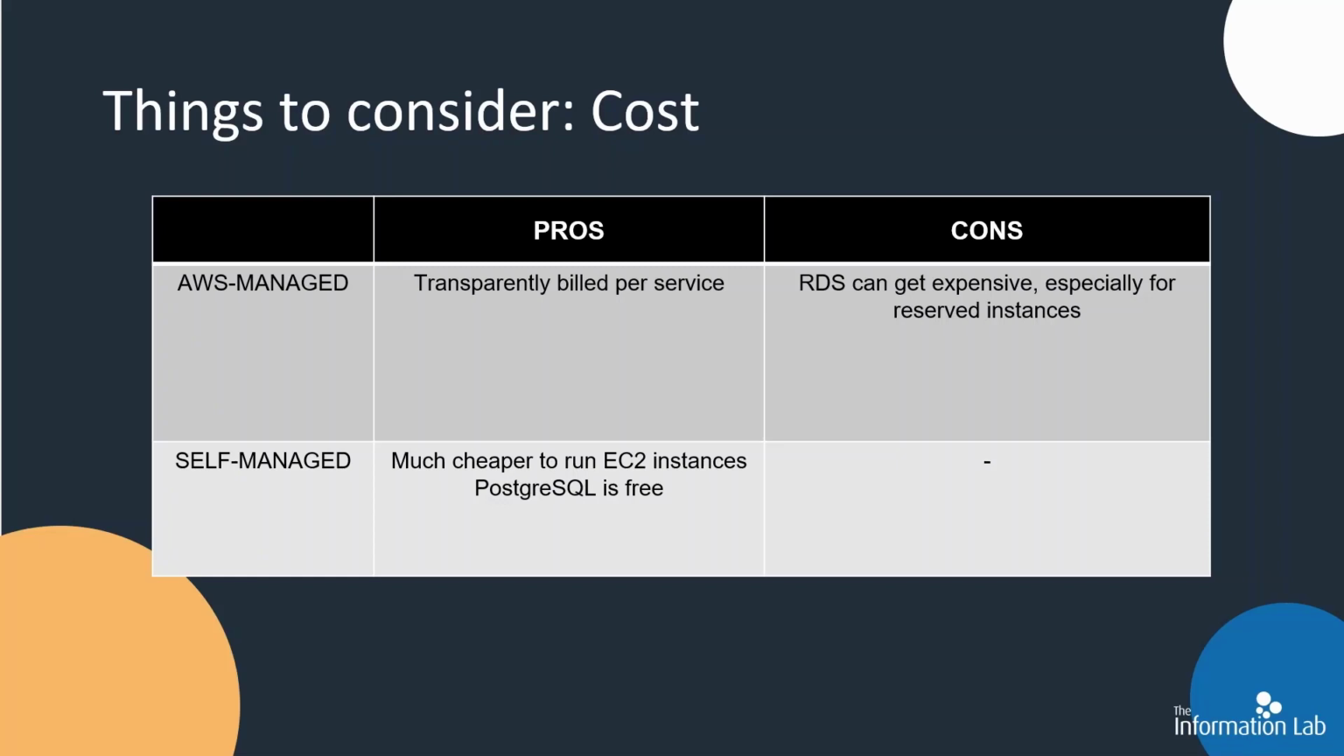But if you're going to go self-managed, it's going to be cheaper. But obviously, the downside to that is it requires more effort to manage. EC2 instances themselves are cheaper than running an RDS instance, and PostgreSQL is free, which is always nice to have. So you can just install that, and you don't have to pay any license fees for the standalone installation. Not really a downside to the costs of running a self-managed system. It's going to be cheaper than AWS. It's just that administration overhead that is the real downside.